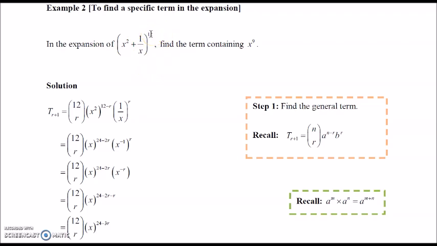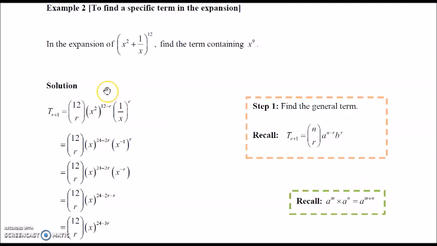Okay, because as of now, the value of r is still unknown, so I'll leave the expression for the general term in terms of r. So I'm going to substitute my n, my a, and my b accordingly. We will need to recall a little of what we've learned in law of indices as well. So I've written down some of the laws that you can recall.